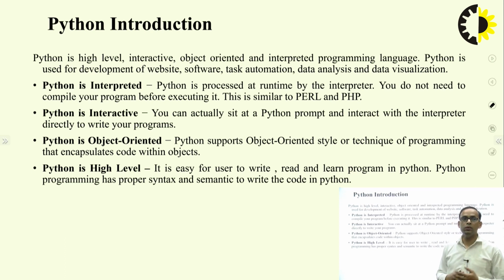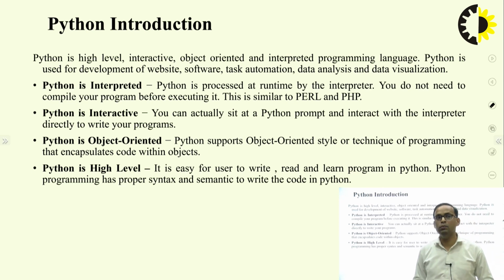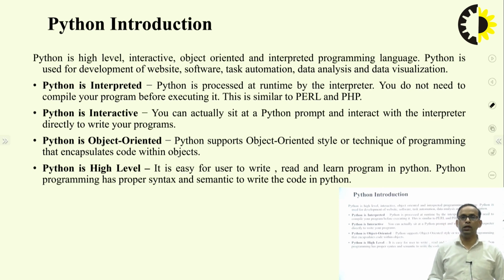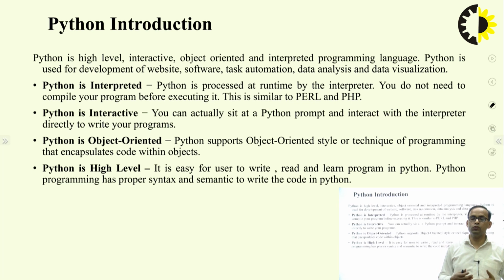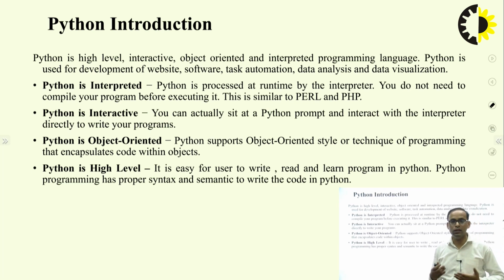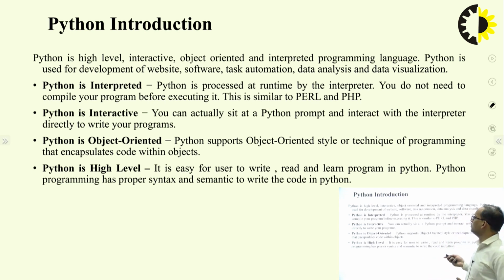So in conclusion, we can say that Python is an interactive, interpreted, object oriented and high level language which is used for various purposes. It is used for the development of websites, for the development of software, for task automation, and for data analysis, like in the field of data science and data visualization. Okay, so this is the introduction of Python.